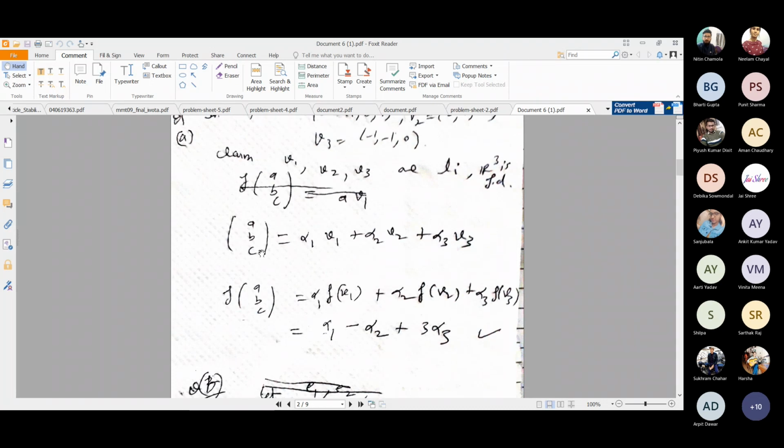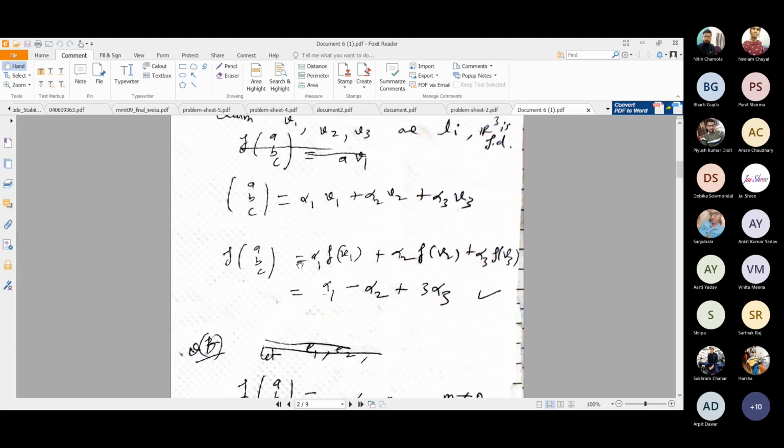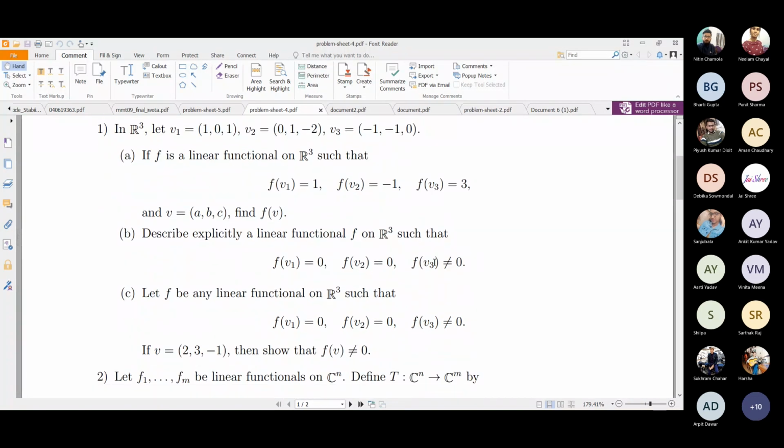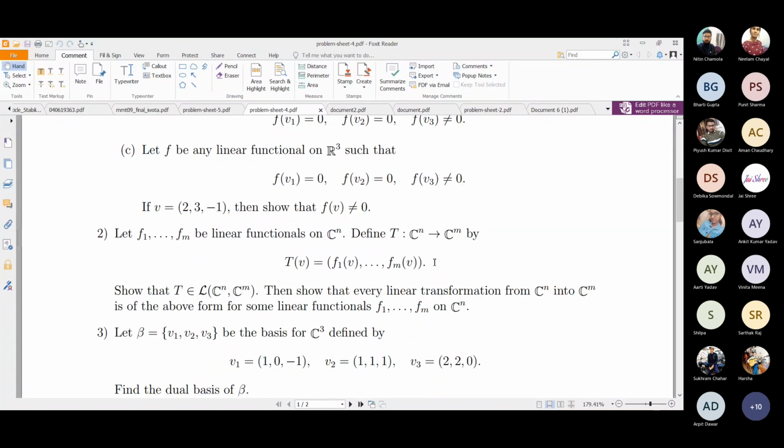So that is very much what I wanted to tell you. That is one way you can do it, because f is a linear functional. So this alpha 1 goes outside, and these values f of v1, f of v2, and f of v3 are given to you. In that way, you can find f of the vector v, because this v is (a, b, c). So in the solution, you can write this reasoning.